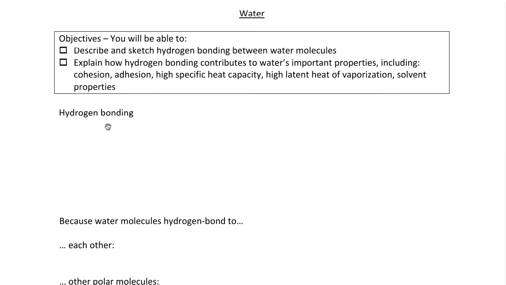This lesson's about water, and here are your objectives. So we should ask ourselves, when astrobiologists are looking for signs of life on other planets, why is it that they're often looking for signs that there was water there?